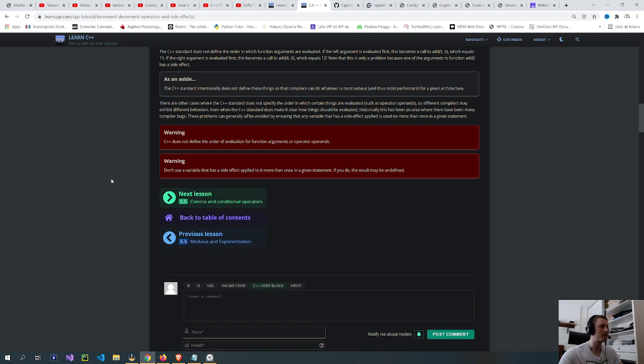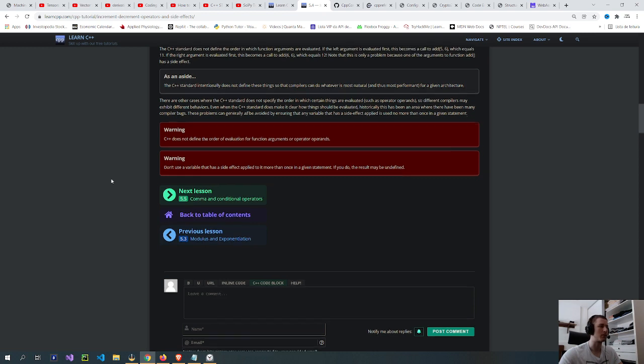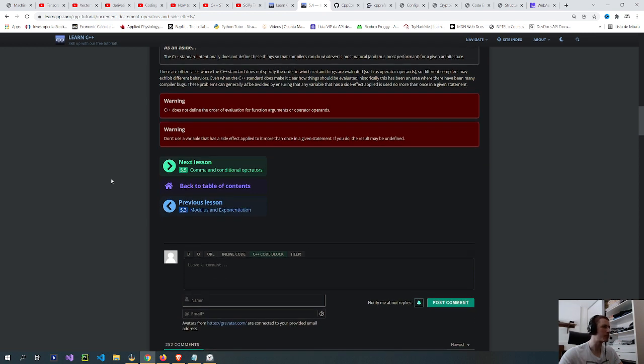These problems can generally all be avoided by ensuring that any variable that has a side effect applied is used no more than once in a given statement. C++ does not define the order of evaluation for function arguments or operator operands. Don't use a variable that has a side effect applied to it more than once in a given statement. If you do, the result may be undefined.